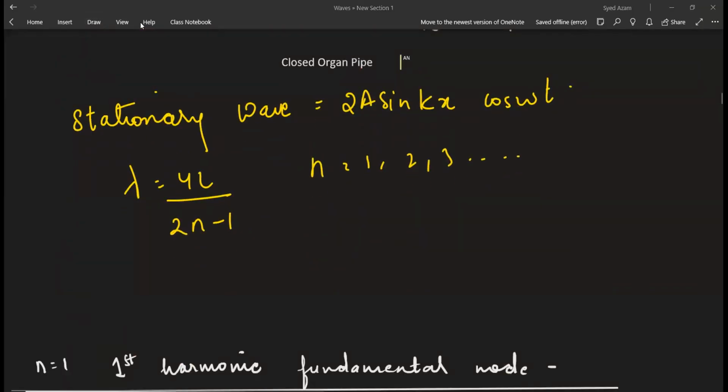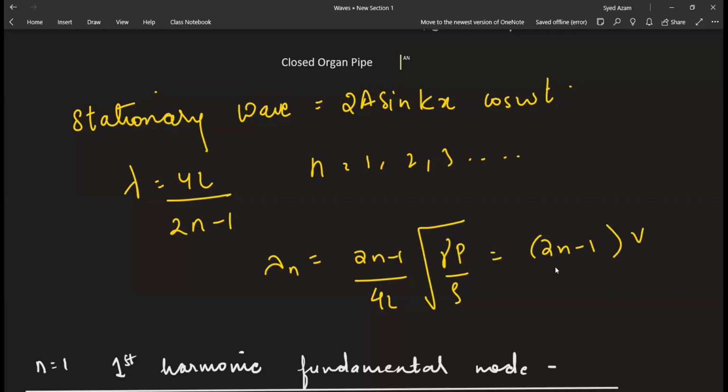Okay, class, coming to closed organ pipes. Here the stationary wave equation is 2a sin kx cos omega t. Wavelength we write as 4L by 2n minus 1. For frequency, for the nth harmonic, 2n minus 1 by 4L, then the Laplace correction under root gamma P by rho. This is also written as 2n minus 1 times v divided by 4L. It's better if you use this formula for a closed organ pipe.